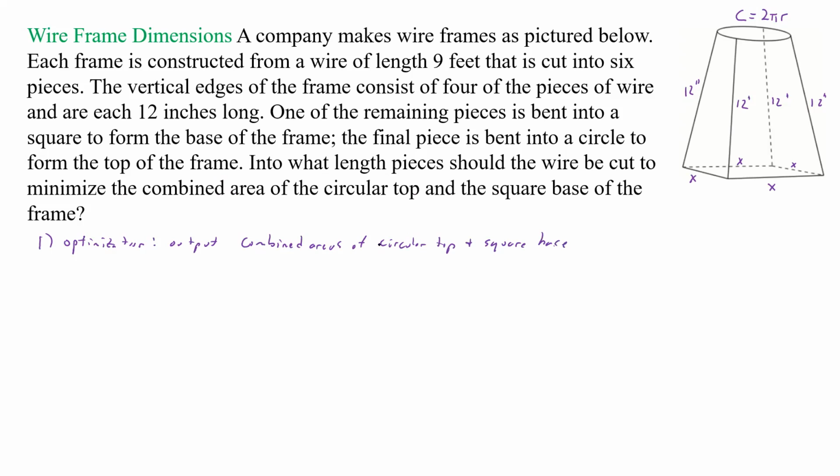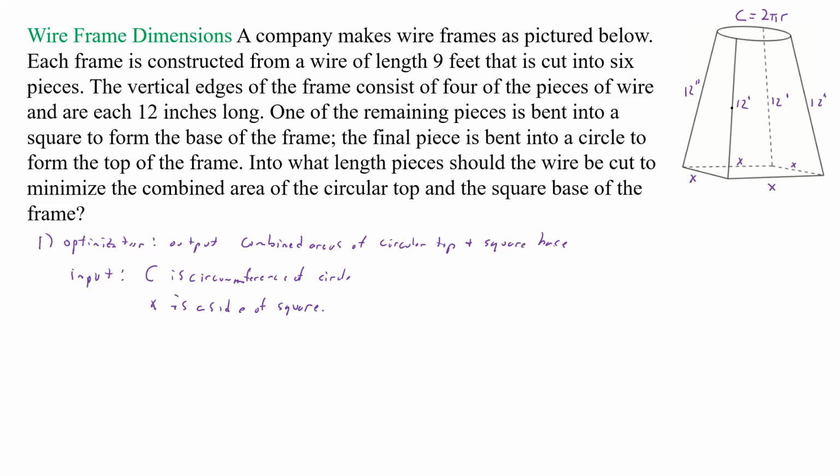All right. Now, what are our inputs? Okay, well, our inputs, we have the circumference of the circle, and we have each of the sides of the square. So we have C is the circumference of the circle, and we have X is going to be a side of the square. Okay. All right, so that's the first part.